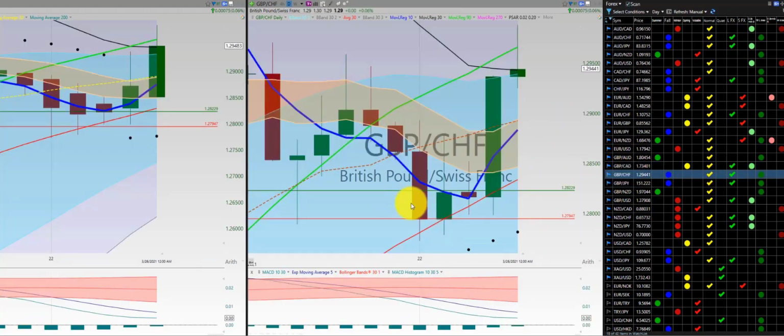British pound, Swiss franc. I had an initial trade here with a loss. Then had an initial trade for a 1-2 out for a small gain.